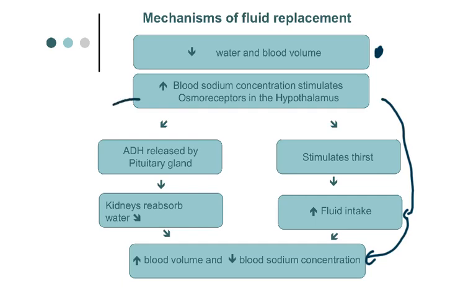Now, the secondary pathway causes the pituitary gland to release the antidiuretic hormone, and this in turn ensures that our kidneys reabsorb any water, which will also increase our blood volume and decrease our sodium concentration.